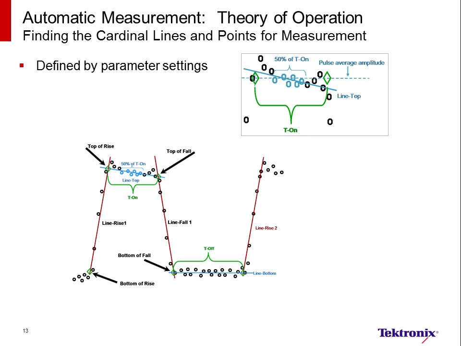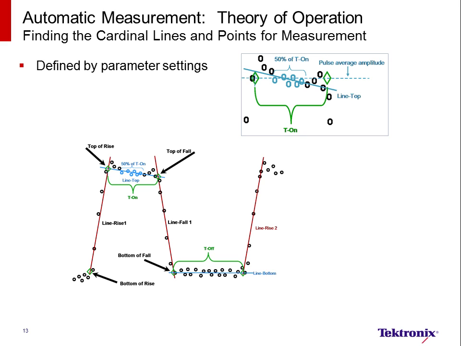The model is constructed with 4 cardinal points and 4 lines. These points and lines are the fundamental form from which all of the measurements are referenced. These lines, line rise 1 and 2, line fall 1, line top, and line bottom, are first defined. These lines are the result of a reiterative least squares fit designed to minimize the errors between the acquisition points and the resultant lines. The best fit process begins with an estimate of the top line. 50% of the points along the top of the waveform are used. These points are taken from the center of the pulse and determine the slope of the top of the waveform.